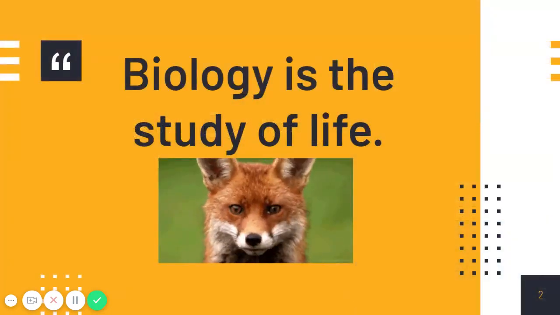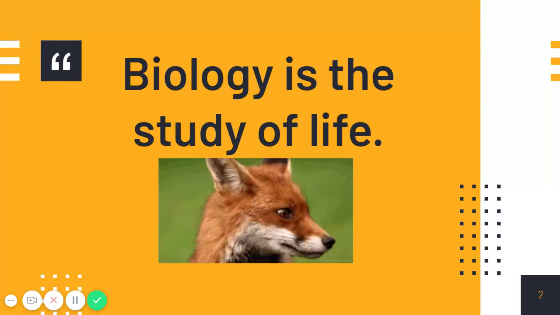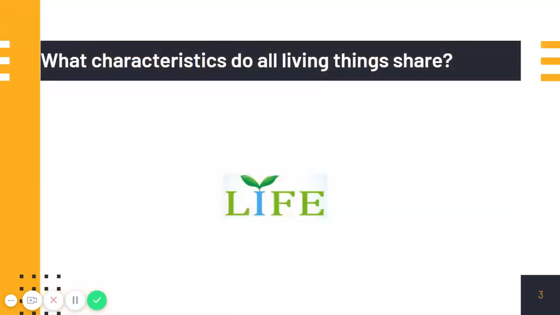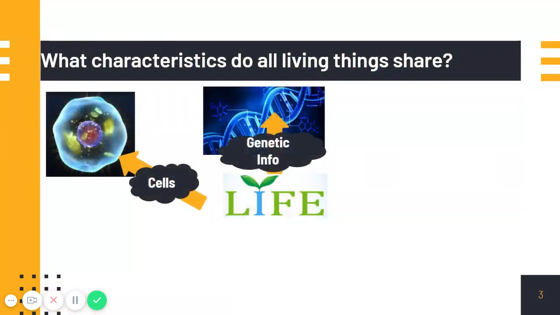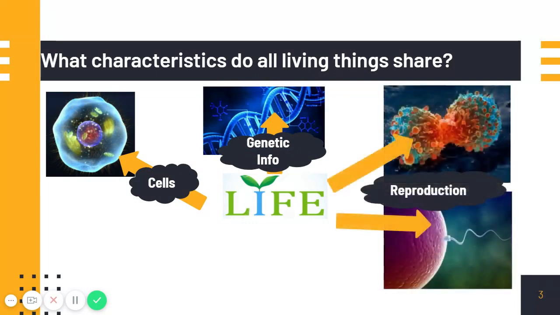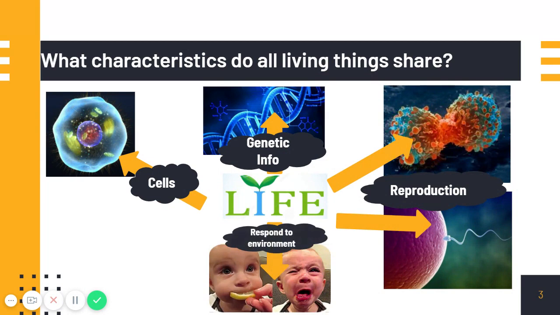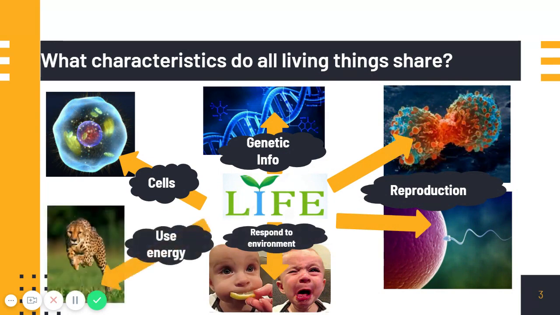So now that you've had some idea of what characteristics there are in life, let me go through a little bit more of biology, the study of life. What characteristics do all living things share? They all have cells. They all have some kind of genetic material, RNA or DNA. They have some way of reproducing. They respond to their environment, and their use of energy all makes them living things. Did that line up with the characteristics you listened to in this video?